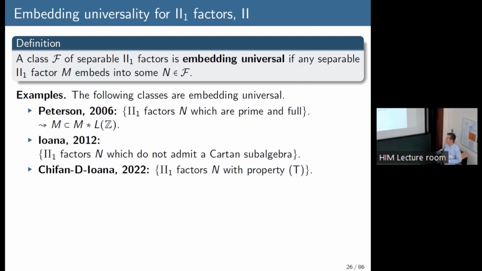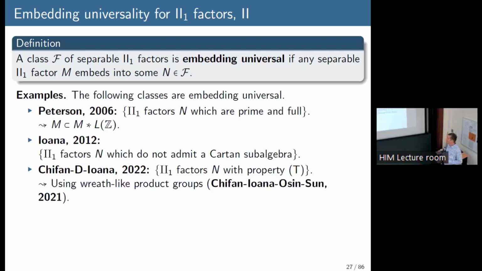But in contrast with the previous two results of Jesse and Adrian, where they take a von Neumann algebra M and embed it into something like this free product, a canonical embedding that is prime, full, and does not have a countable approximate algebra, for our result we have to use a more, I would say, non-canonical construction. It relies on the so-called notion of wreath-like product groups, which was introduced a year ago by Chifan, Ioana, Osin, and Su. I will say a few words about these groups on the next slide.